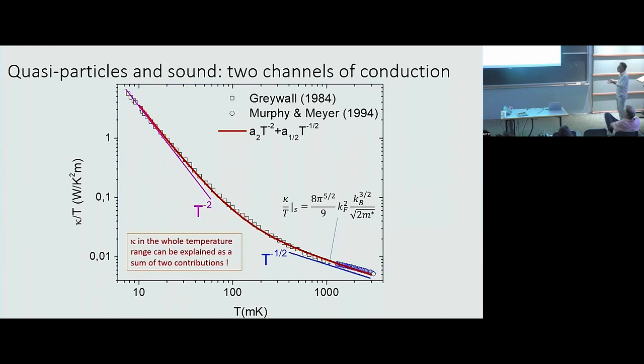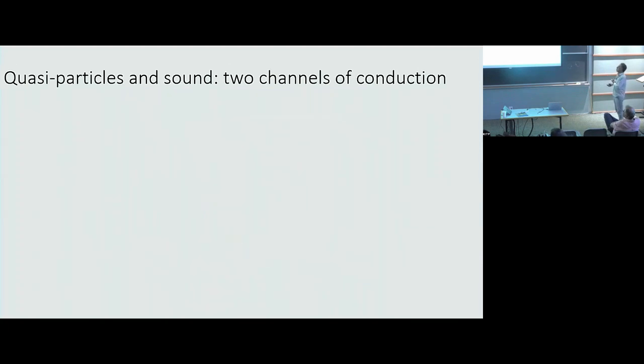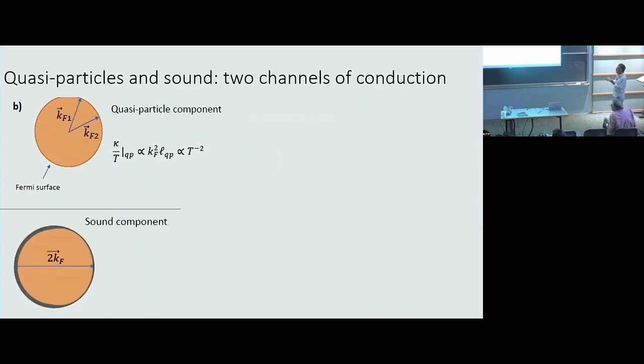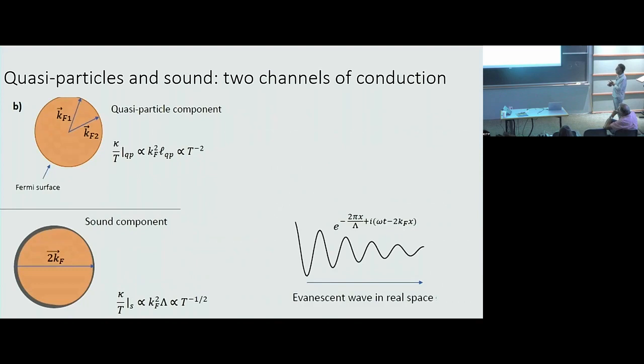In the whole temperature range, you have two contributions. One is the quasiparticle contribution, it is a sound contribution. Now, it's very simple, in the sense that the first one we know. The second one is that in a Fermi-liquid, at least in this Fermi-liquid, it seems that the simplest way of explaining the whole thermal conductivity is to explain that there is a sound component. You have an evanescent wave in the real space where the wave vector is only set by the diameter of your Fermi surface, and then you have this evanescence.